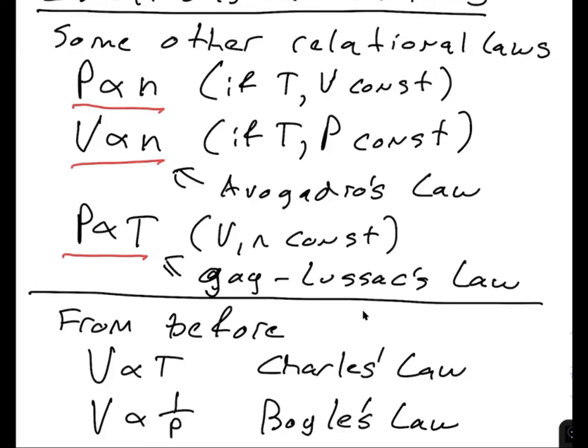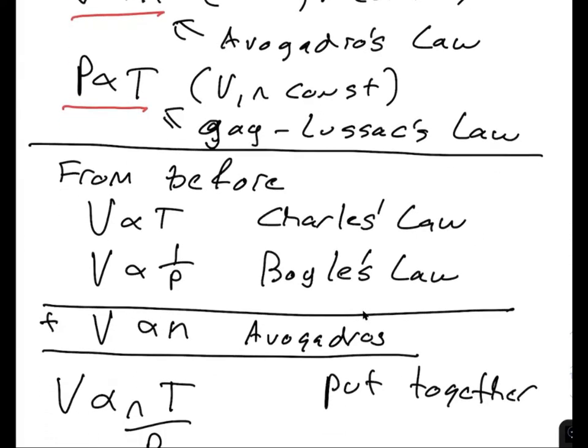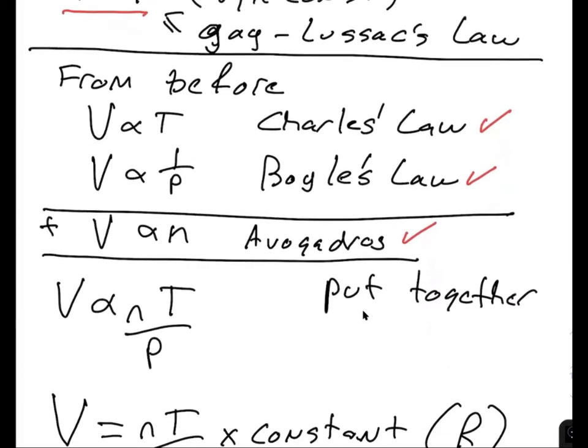And so the ones that we did cover last time were Charles' law and Boyle's law. And if we take Charles' law and combine it with Boyle's law, and then add to it Avogadro's law that volume is directly proportional to moles, all these proportionalities can simultaneously be put together as volume is directly proportional to moles and directly proportional to temperature and inversely proportional to pressure.